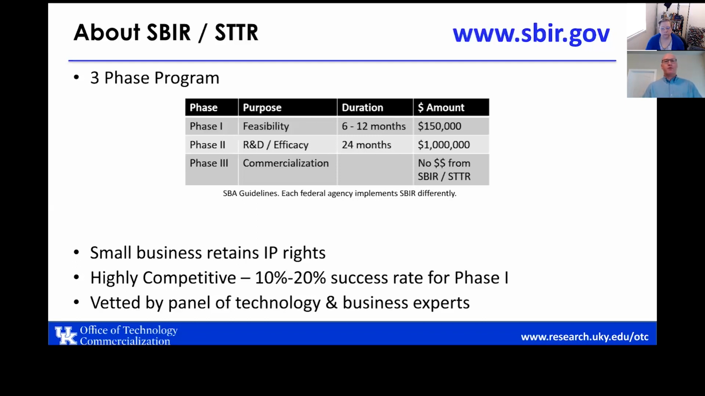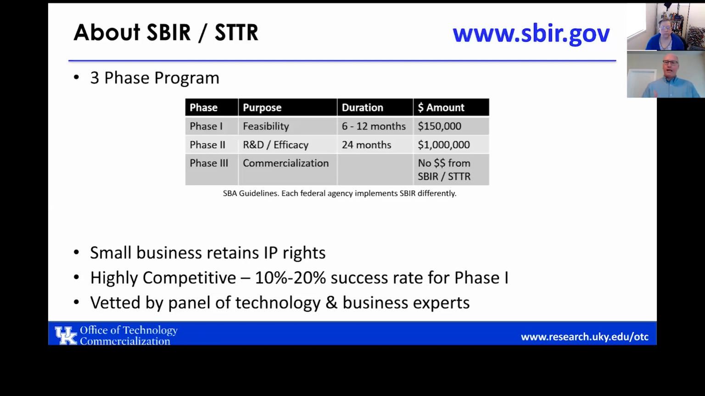Phase 3 is the commercialization, but there's no SBIR or STTR money in phase 3. There are some agencies that post phase 2 SBIR programs, and there are other opportunities to have funding to advance the technology with some of the agencies. So again, you just have to know your particular agency. The small business maintains the IP rights.